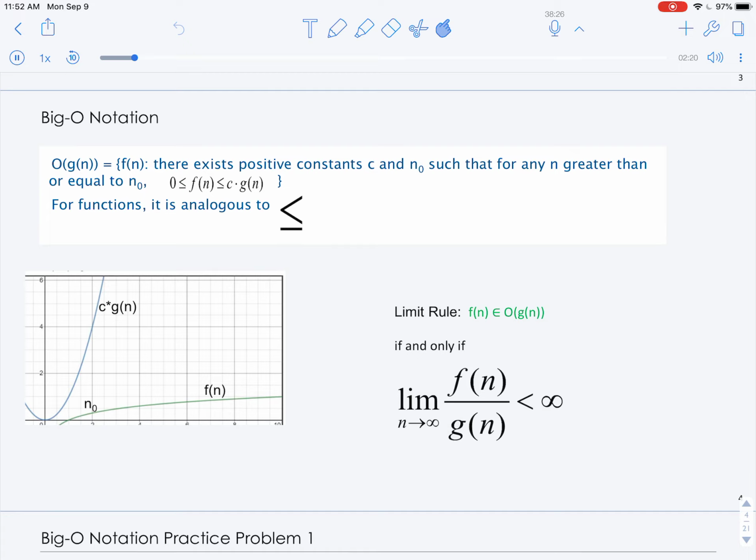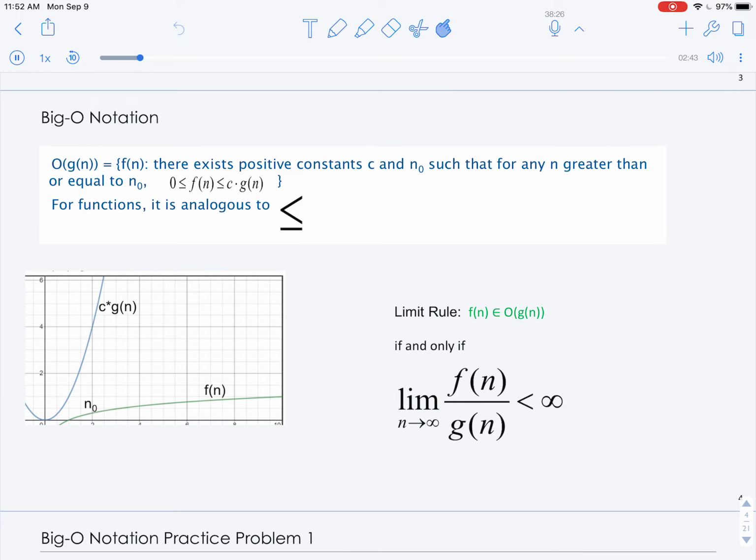We can also define big O notation in terms of a limit rule. We say that f of n is in big O of g of n if and only if the limit of the ratio of f of n divided by g of n as n goes to infinity is finite. This means it can be 0 or a constant.